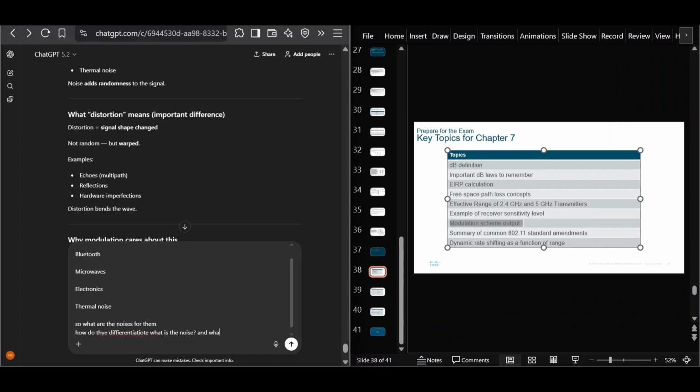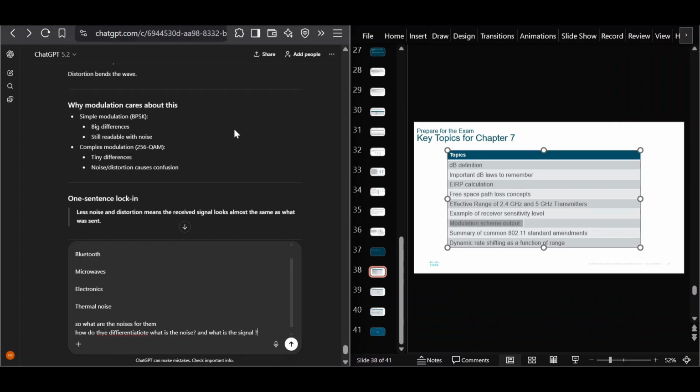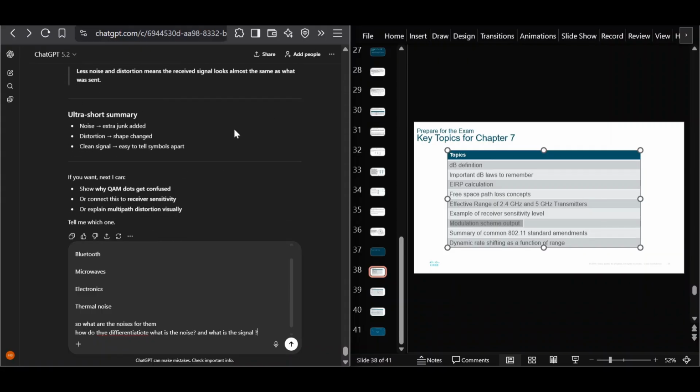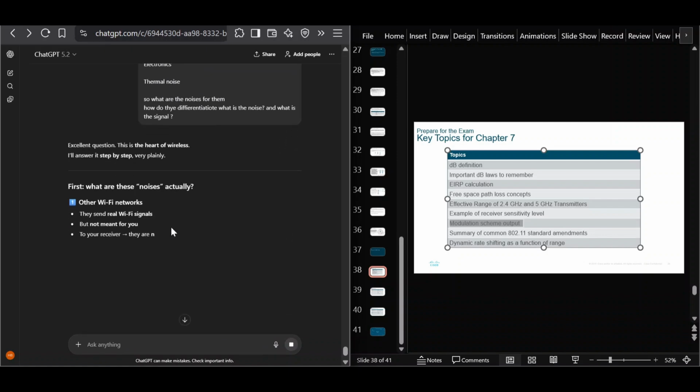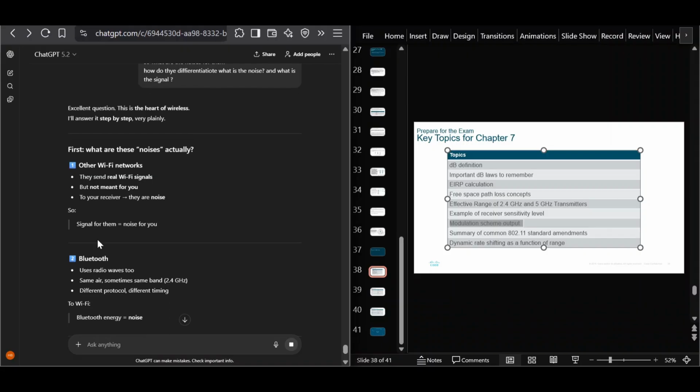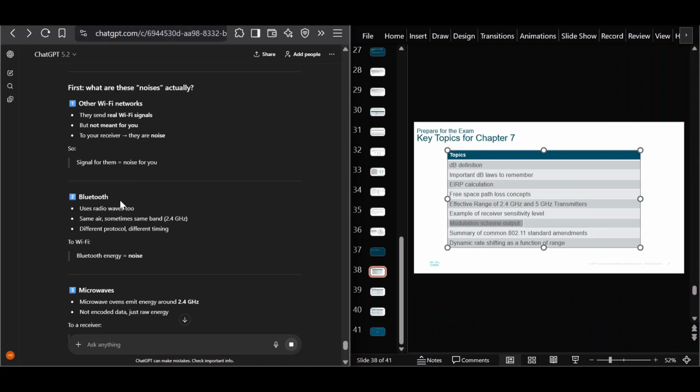And what is the signal? Said you are still readable. Simple. Let's noise shape. Others send real files, but not meant for your device. They are noise. What are these noises? Other Wi-Fi networks. Signal for them, noise for you.